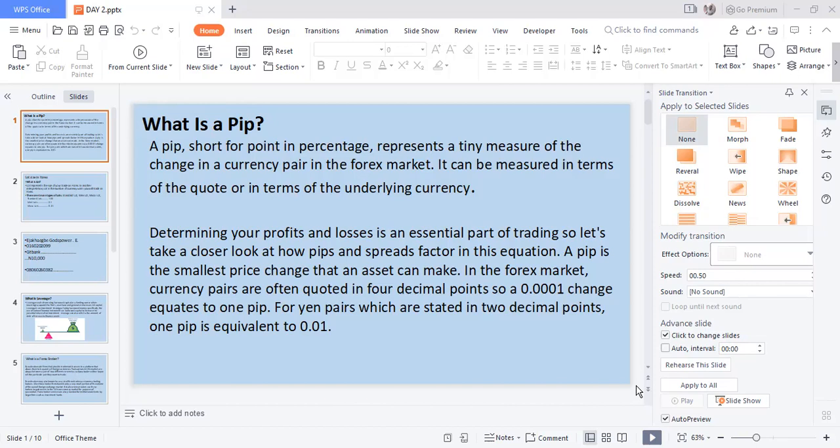Are you with me? So like we said, a pip is points in percentage, and it represents a tiny measure of the change in the currency pair in the forex market. People still don't know what pips actually means. They feel pips is just a simple calculation. Let me explain what pip means, to a man who doesn't even have an idea of forex.